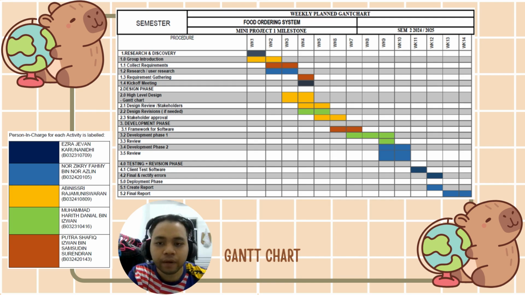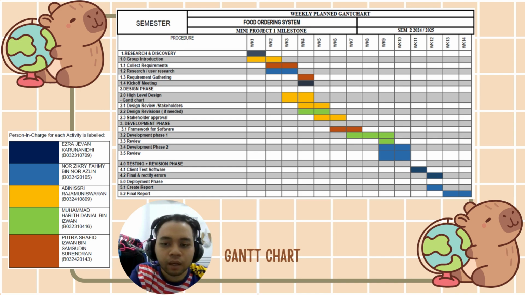Okay, now for the Gantt chart part, we have planned a weekly Gantt chart for the procedure. Firstly, for the dark blue label for Ezra, the procedure that has been done by him is the research and discovery, kick-off meeting, client test software, and final and rectify errors for the system. While the light blue label for Zikri, he has done the user research, then the development phase two, review, and the create report and final report.